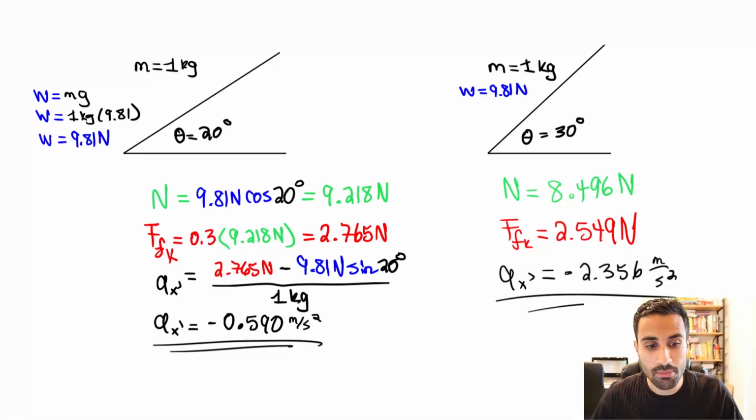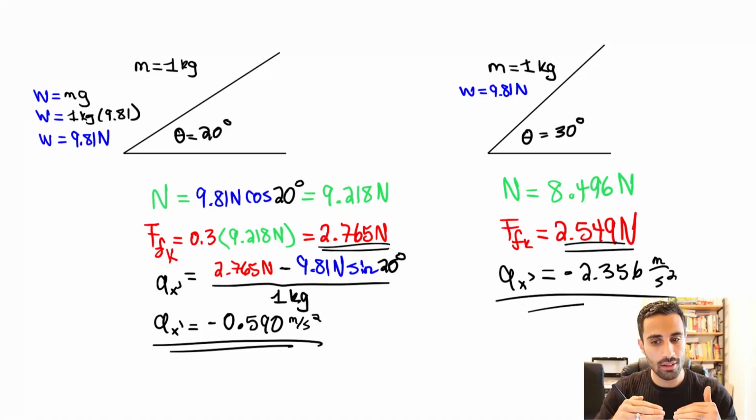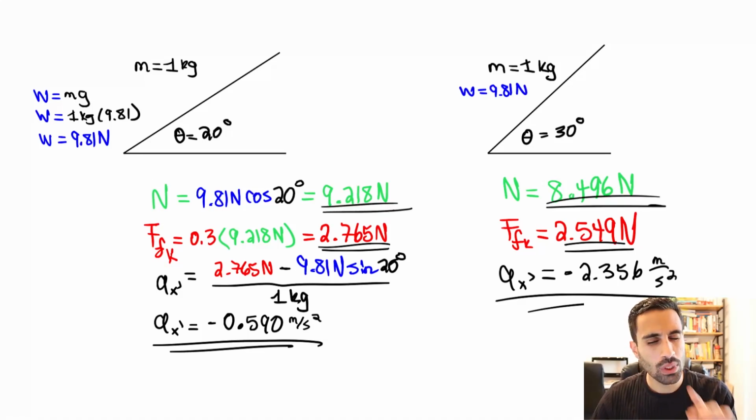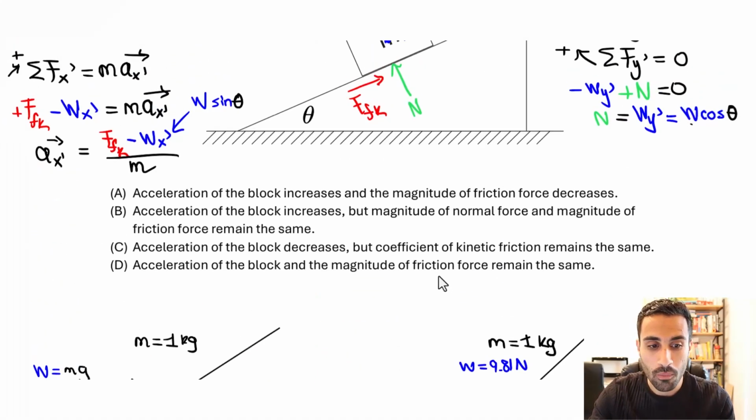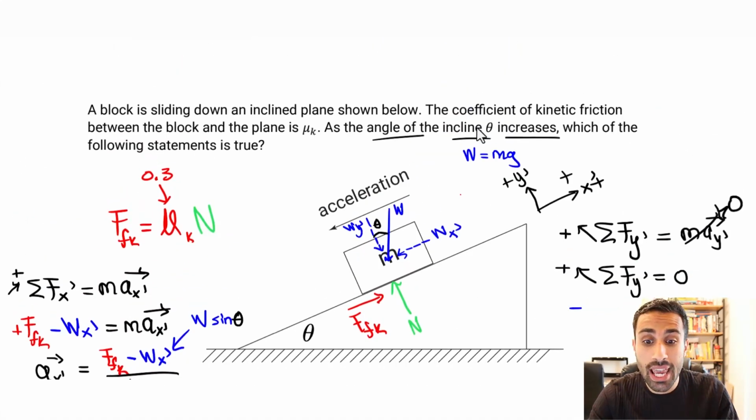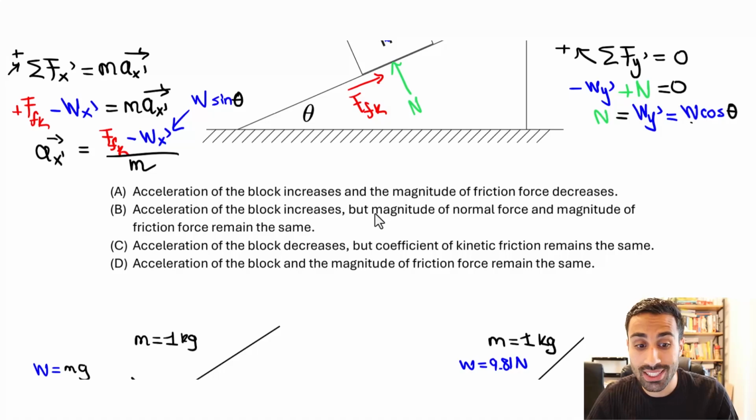And also notice something about the friction force. The friction force is this when the angle is 20, but when we increase the angle to 30, the friction force actually goes down from 2.7 to 2.5 something. The normal force goes down as well, which makes sense because if the normal force goes down, the friction force should go down, because the friction force is dependent on the normal force. So in summary, when the angle theta increases, the acceleration of the block does increase.